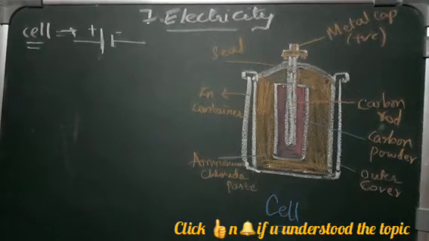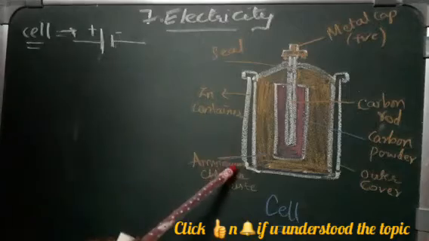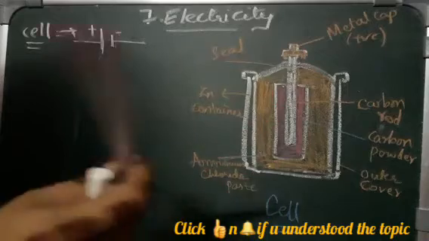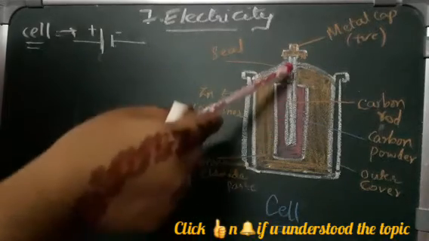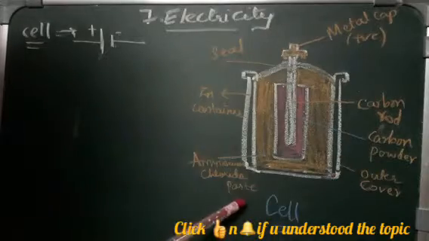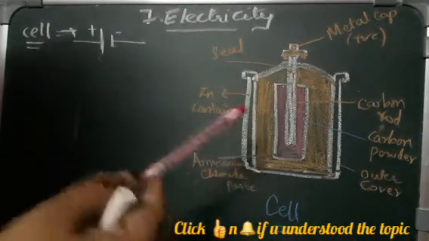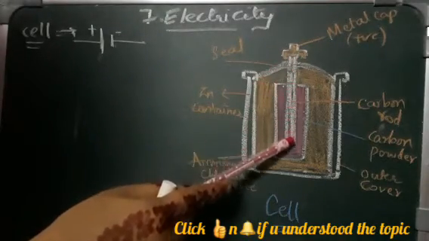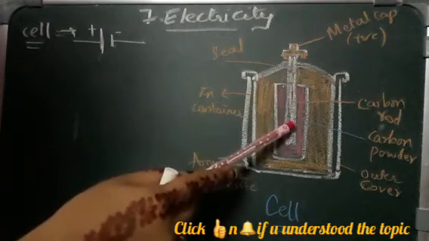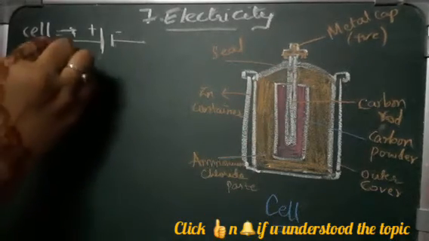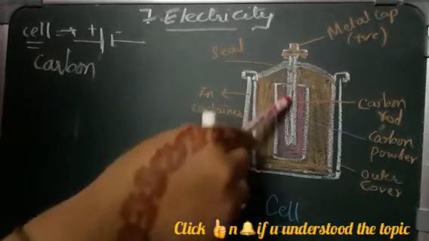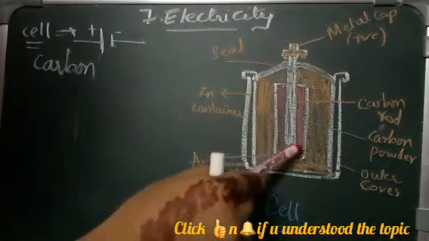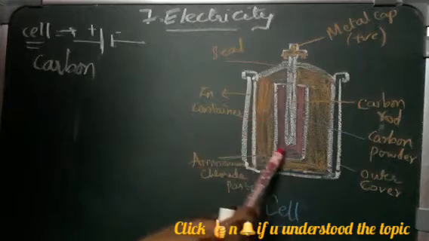So let us learn quickly about the structure of the cell. Here I have drawn the structure of the cell. You can see that this is the metal cap, that is the positive end, as I have shown just now in this battery. If you open it, you will see that it is a dry cell, because there is no liquid in it. This middle rod is made up of carbon. After that you can see this is carbon powder.